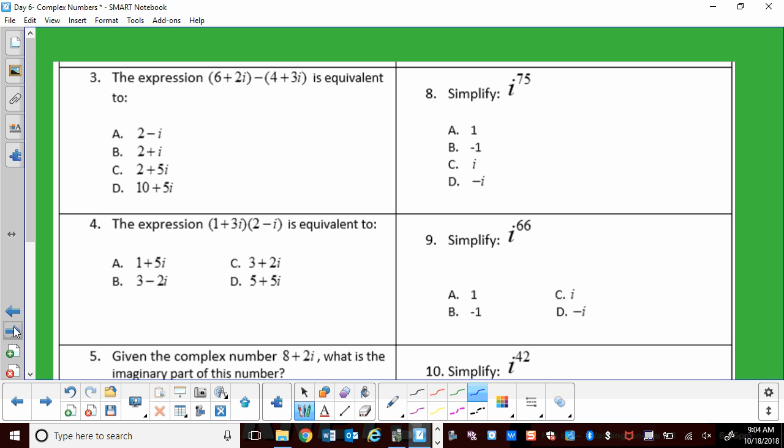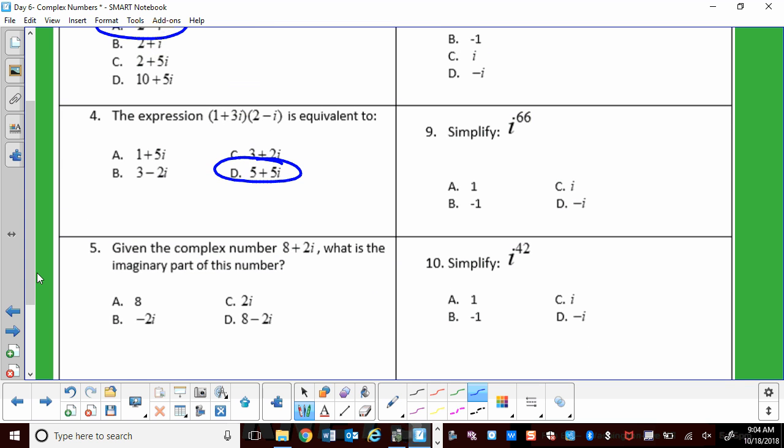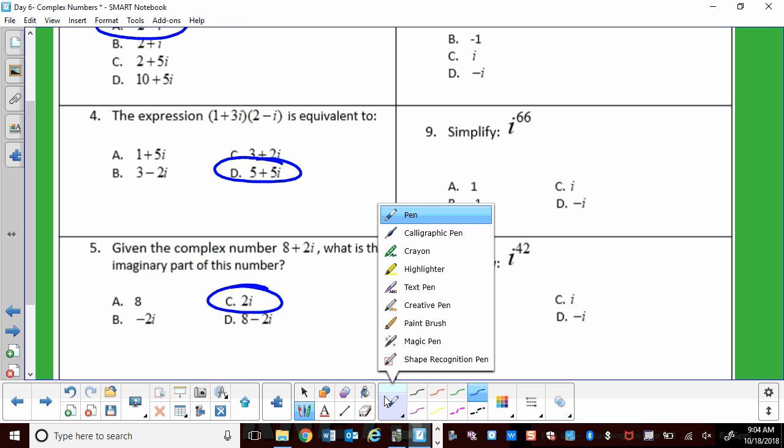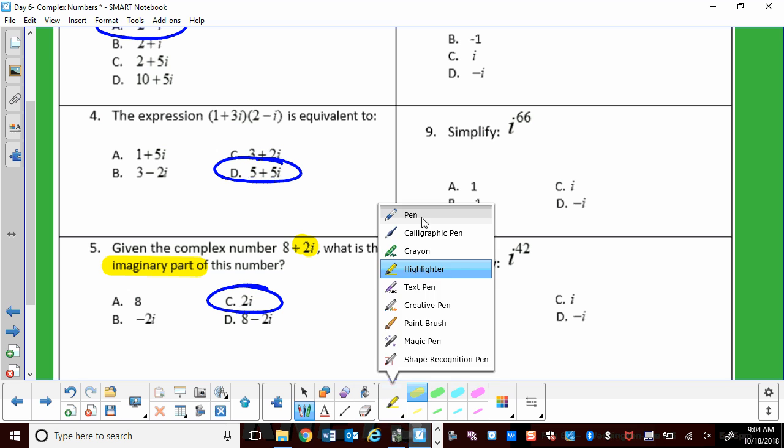Number 3 is A. Number 4 is D. Number 5 is C. This one is tricky. It was meant to be tricky, so I bet most of you got this one wrong, because it's not asking what's the complex conjugate of 8 plus 2i. If they asked us that, your answer would be D. But they're just saying, what is the imaginary part of this number? And the imaginary part would be that guy. So it's 2i.